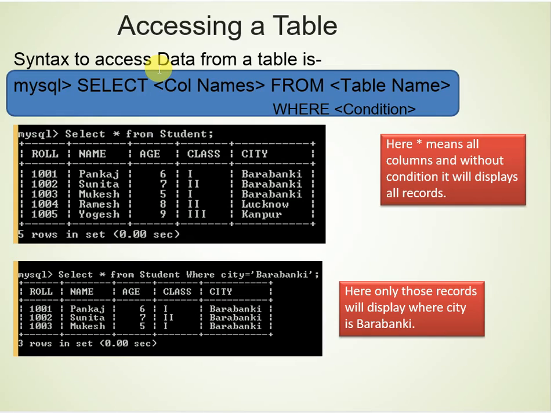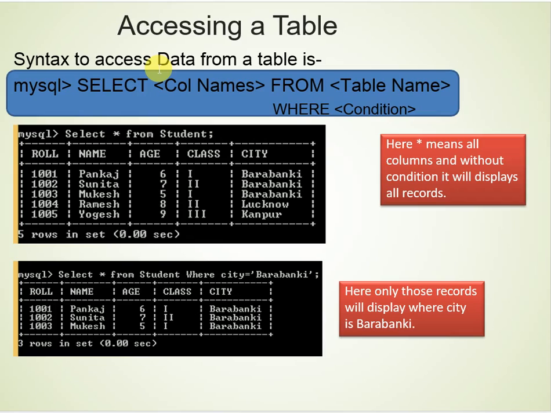Let's see the syntax. If you want to retrieve any information, you must use the select command. Then the column names, which fields you are required to display, and each field separated by comma. Then the from keyword, then the table name, then you can specify the condition using the where clause. In a simple way, while you are retrieving all the information, you use select star from student. It will show all the records.